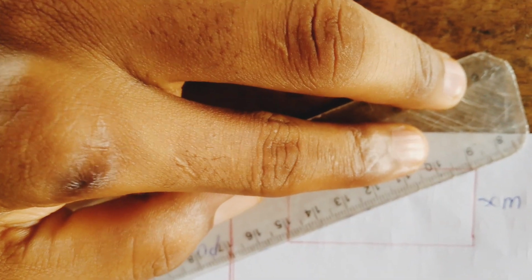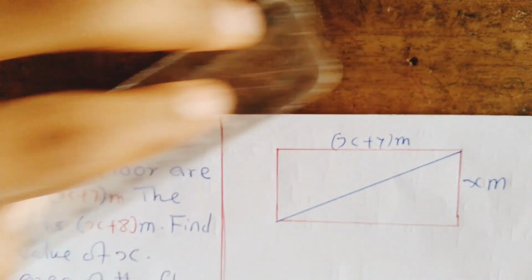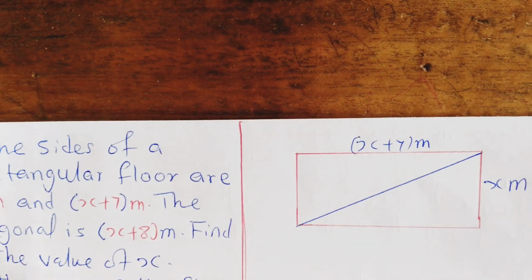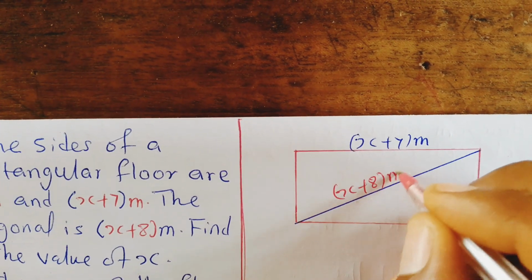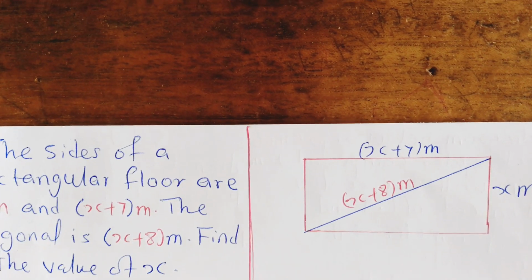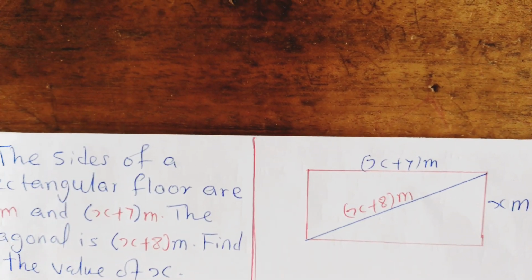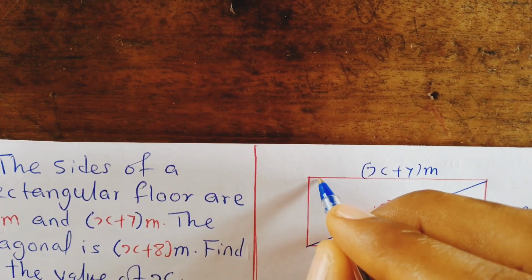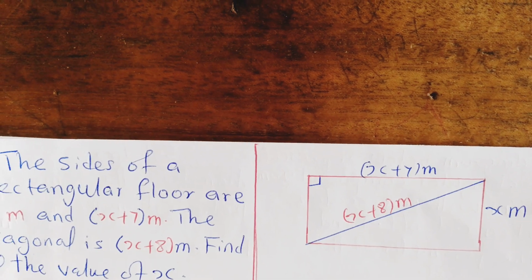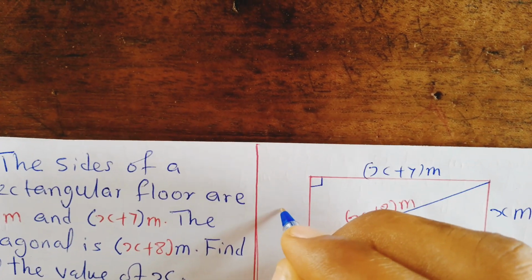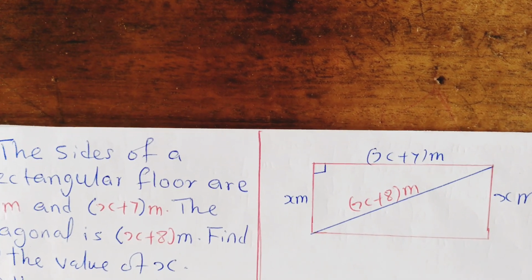And it said the diagonal is x plus 8 meters. So my work is to find the value of x, but I realize that I am forming a right angle triangle. So here is 90 degrees. If this is x, this place must also be x meters. So now I will use Pythagoras theorem to solve this.